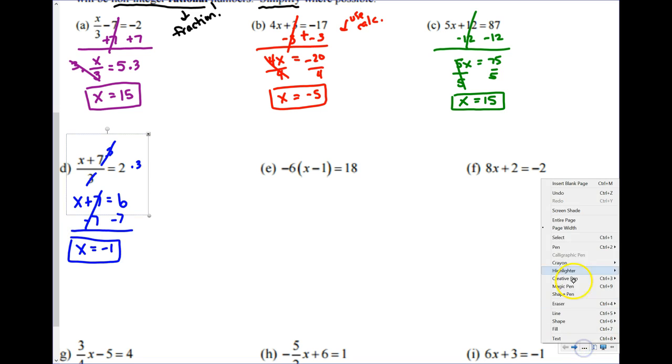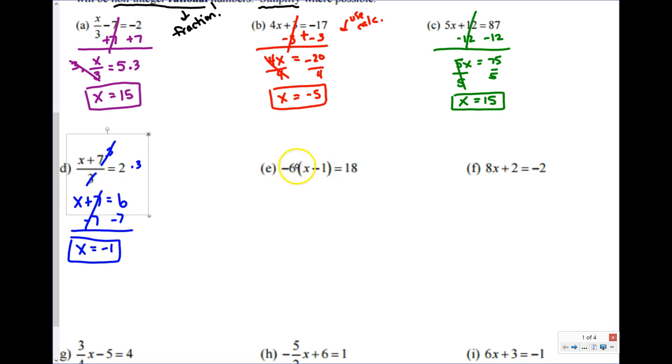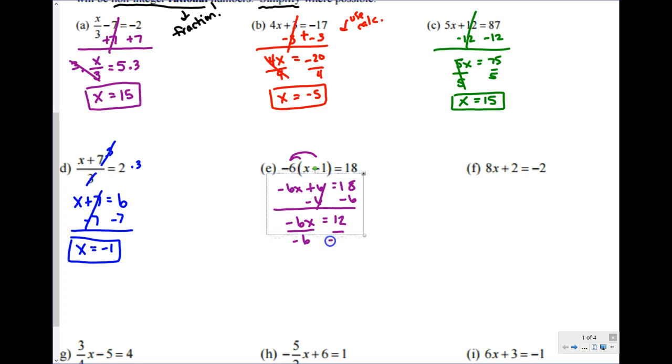Letter E. I could distribute first, or I could divide first. So let's distribute first. Do negative 6x. Negative 6 times negative 1 is a positive 6 equals 18. Now I can subtract 6 on both sides and get negative 6x equals 18 minus 6 is 12. Divide both sides by negative 6, and x equals a negative 2.